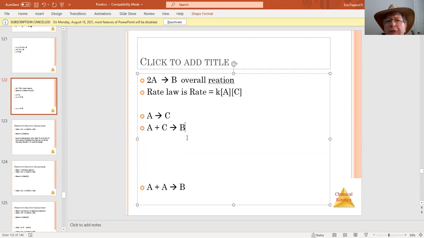If you have something in your rate law that doesn't exist in the overall reaction, then the simple reaction developed from the rate law is not the first step. Can't be, because you have to get to C so that A can react with it. Does that make sense, Janet? Yes, it does. Thank you so much.